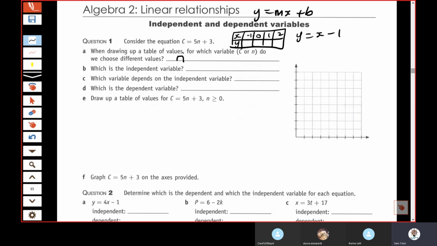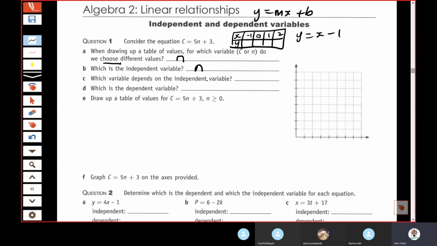So which is the independent variable? Well, because we're choosing different values for this, we're choosing it. N becomes the independent variable. So the X is independent. Which variable depends on the independent variable? Obviously, which letter here depended on the X? It was the Y value.